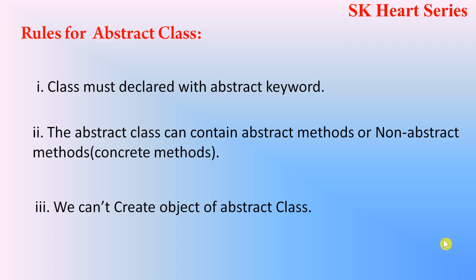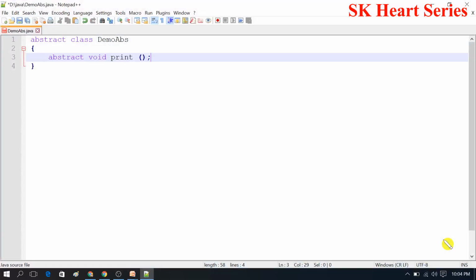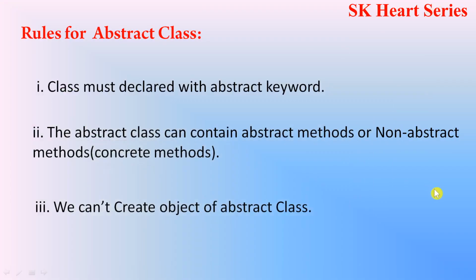Rules for abstract class. First is, the class must be declared with the abstract keyword. It means here I have declared that class using the abstract keyword. When you perform abstraction, then you must declare the class with the abstract keyword. Second rule is the abstract class can contain abstract methods or non-abstract methods.